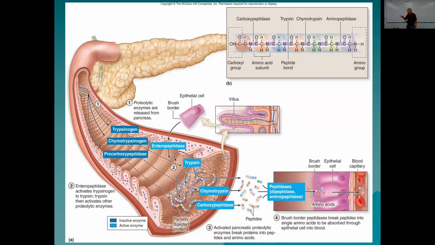So trypsinogen, chymotrypsinogen, and procarboxypeptidase all come from the pancreas, and they're converted to carboxypeptidase, chymotrypsin, and trypsin by brush border enzymes like enteropeptidase. And then, like I said, they break it up into dipeptides, and then dipeptidases break the dipeptides into individual amino acids, and then we absorb.